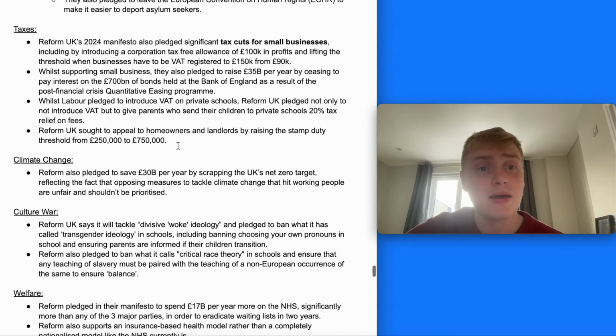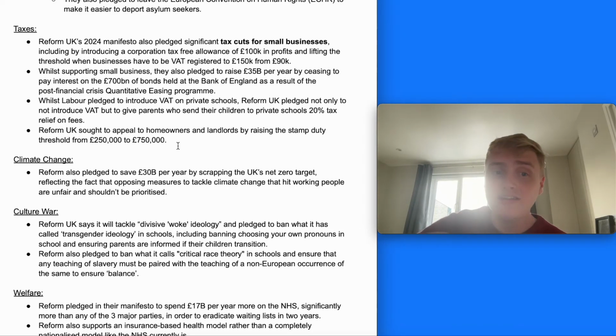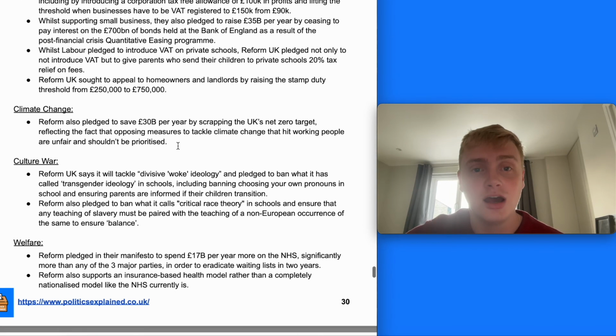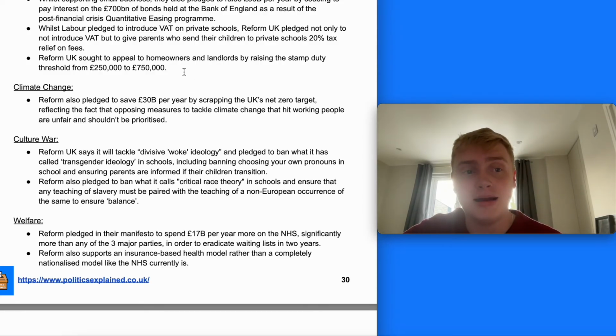They included in their manifesto significant tax cuts for small businesses, and they also pledged to raise £35 billion per year by ceasing to pay interest on £700 billion of bonds held at the Bank of England as a result of the post-financial crisis quantitative easing programme. Whilst Labour pledged to introduce VAT on private schools, Reform pledged not only to not introduce it, but to give parents who send their children to private schools 20% tax relief on fees. And they also sought to appeal to homeowners and landlords, by raising the stamp duty threshold from £250,000 to £750,000.